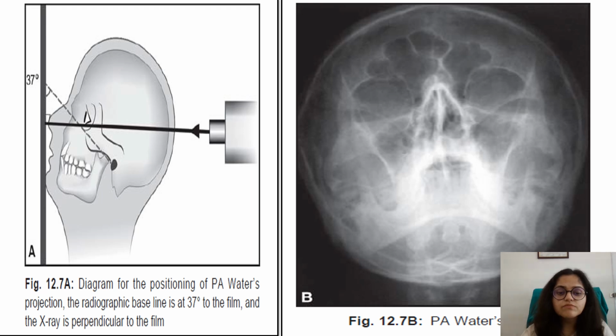In this diagram, there is the positioning of the PA Waters projection. The radiographic line is set at 37° to the film, and the X-ray beam is directed perpendicular to the film.